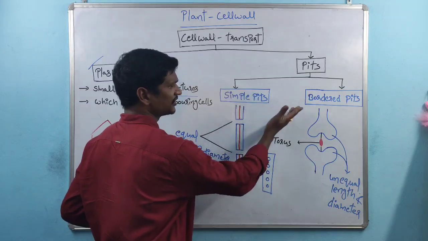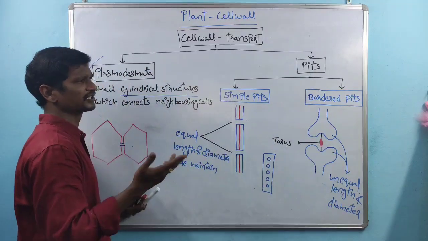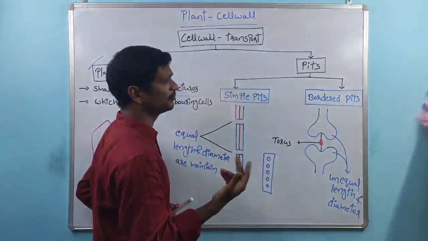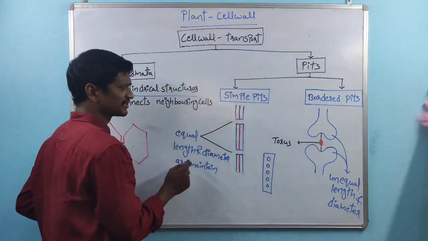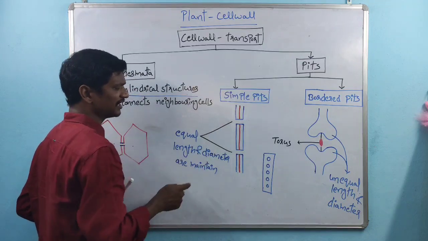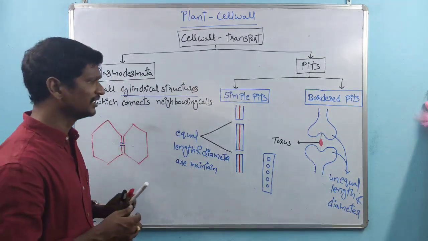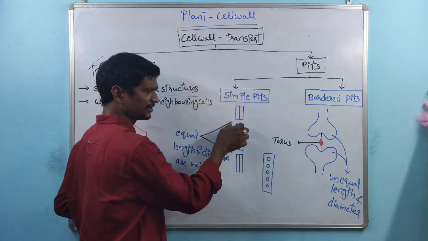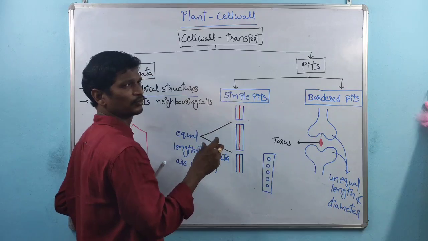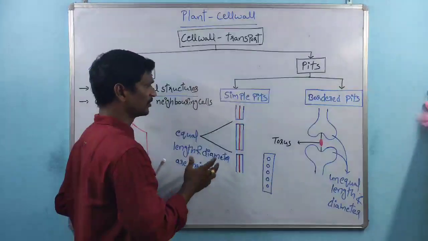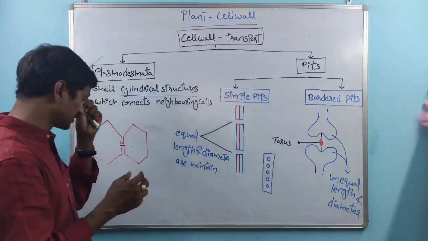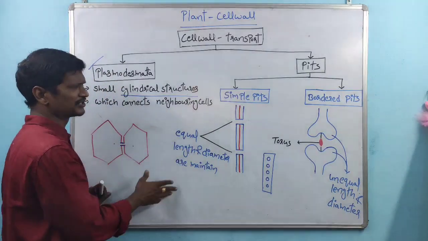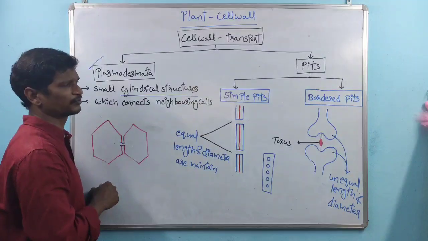Pits are classified into two types: simple pits and bordered pits. What is the difference between a simple pit and a bordered pit? In a simple pit, there is an equal length and diameter. If we look at the pit structure, the length and the diameter are both equal. That kind of pit is called a simple pit. Simple pits are also involved in the transportation process.